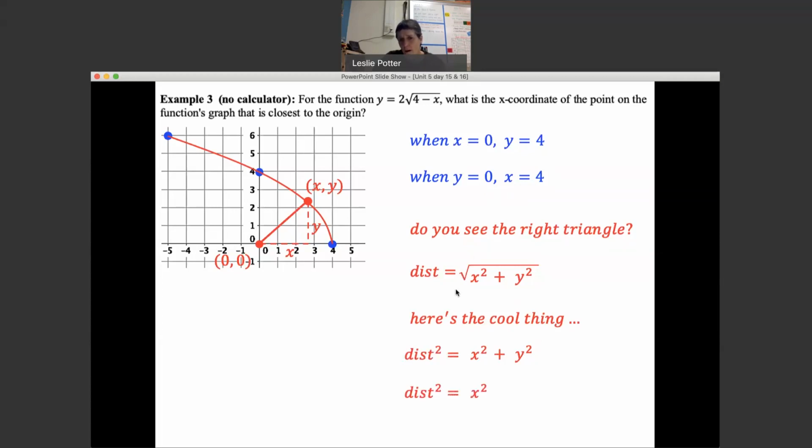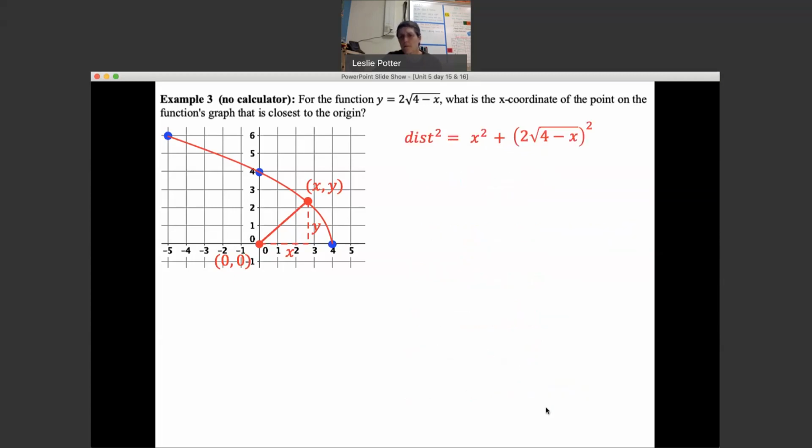So I'm going to go ahead and substitute in the value of the function, and I'm going to simplify this. This squared is just 4 times 4 minus x. So 4 times 4 minus x, there we go, that's squared. I'm going to distribute this. So we're looking at the distance squared.